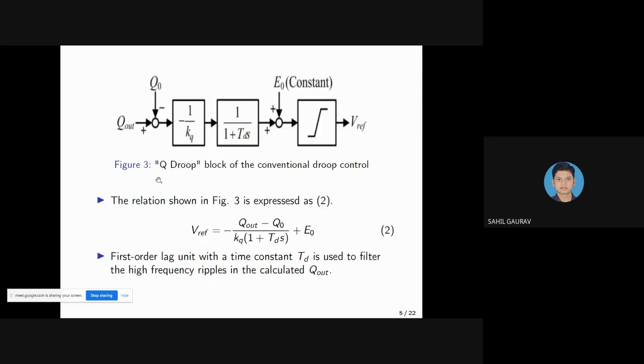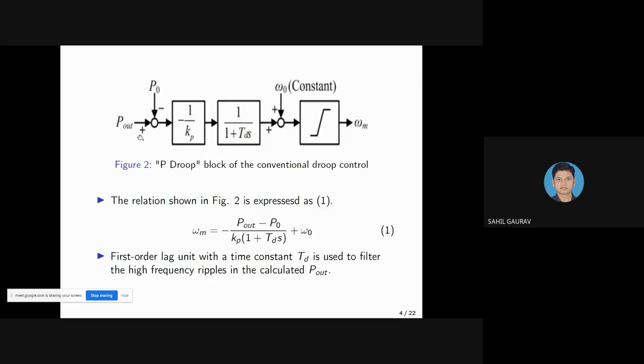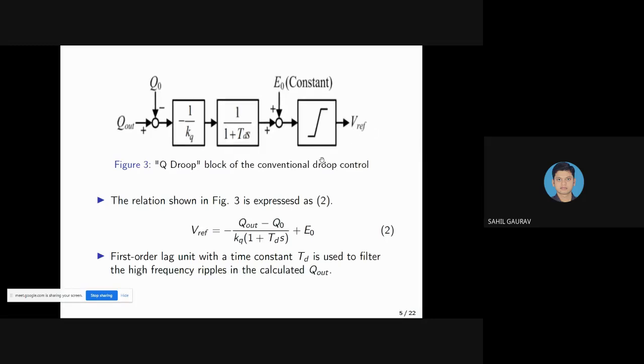But here you can see that the input is P out and output is omega m for the P-omega droop block, and for the QV droop block in the VSG controller, input is V out and output is Q reference. But in the droop controller, here input is Q out and output is V reference. So both control mechanisms have input and output just reversed in the case of droop control and the VSG controller scheme.